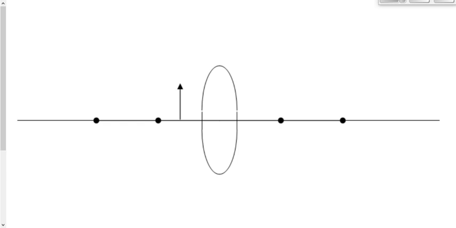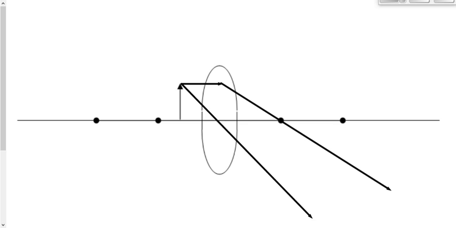Let's do, this time our object is really close to the lens, inside the focal length of the lens. First ray, parallel down through the focal point. Second ray is going to go down through the optical center, keeps going straight down. They don't intersect on the right-hand side, so what are we going to do with these? We extend them back, right? And find out that they intersect back here and behind the image.